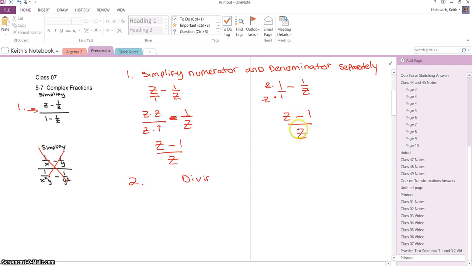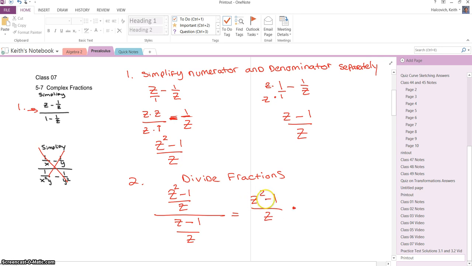Step 2 is you're going to divide the fraction. So right now, notice you have z squared minus 1 over z, over z minus 1 over z. When you divide the fractions, remember you multiply by the reciprocal. So you get z squared minus 1 over z times z over z minus 1.